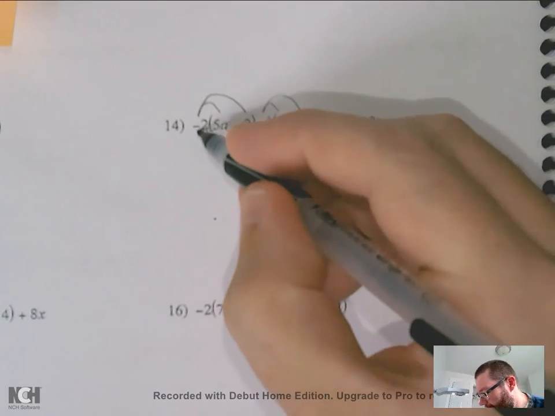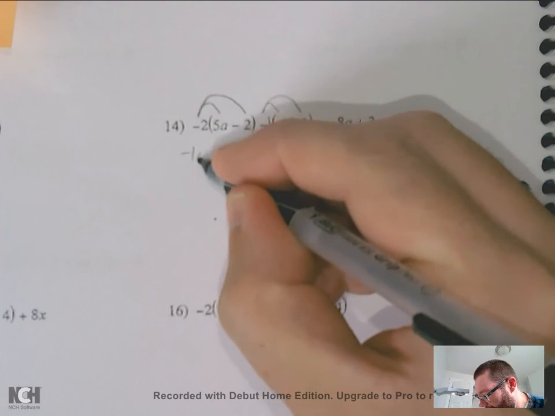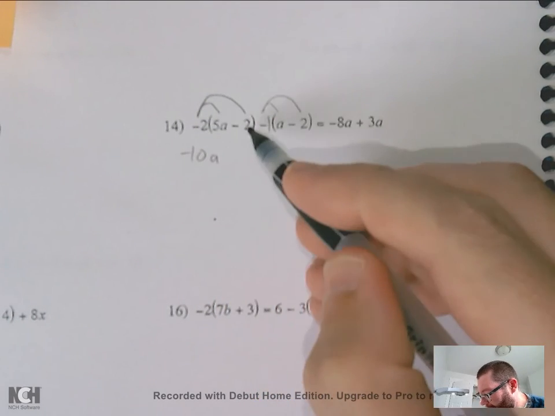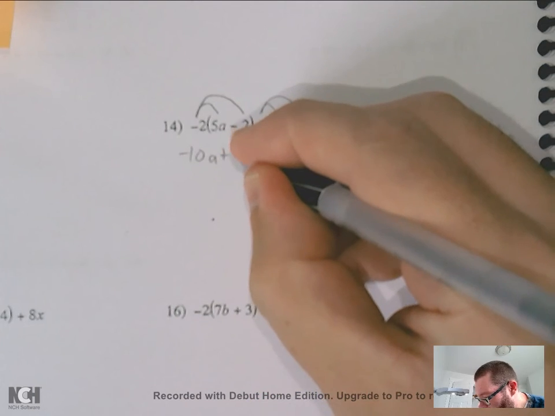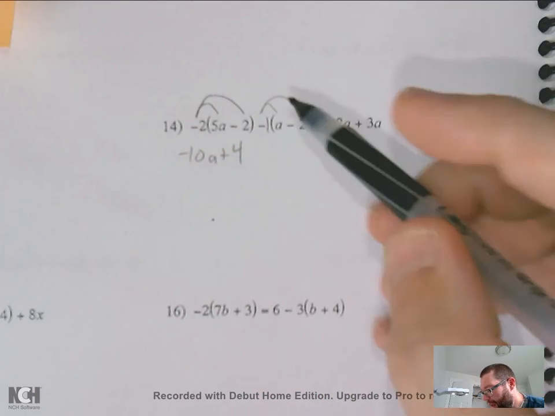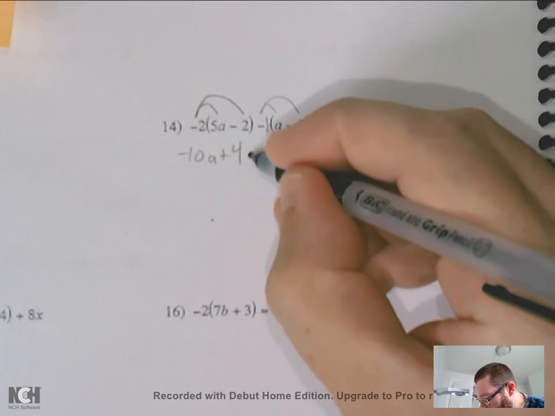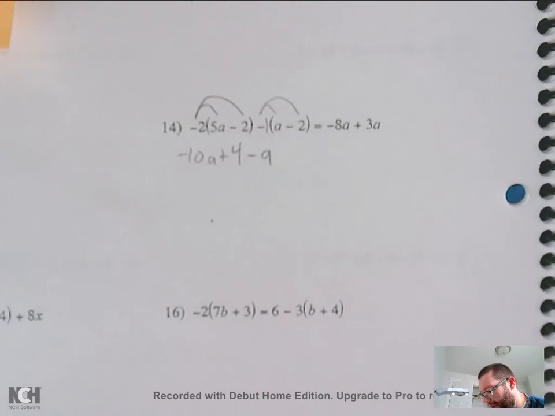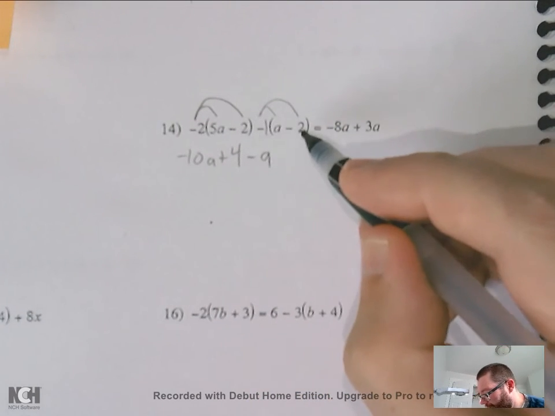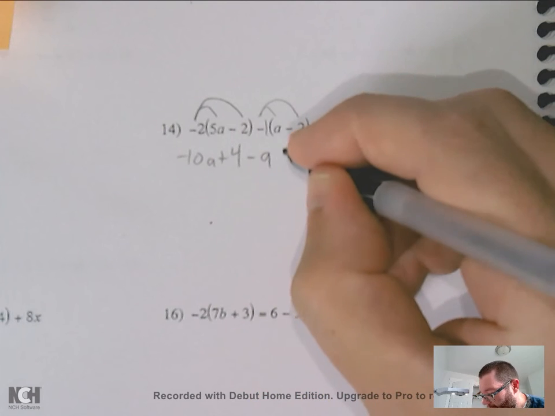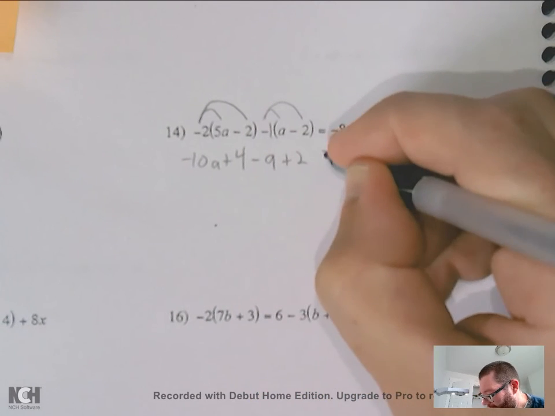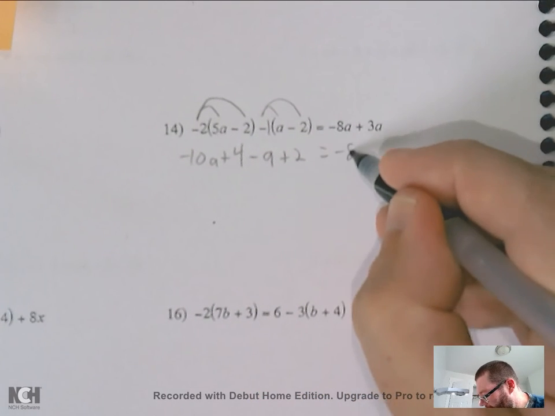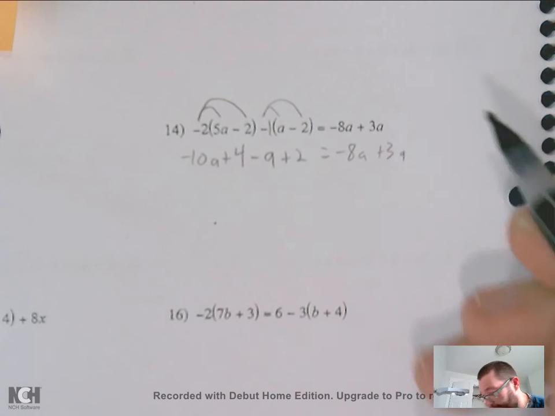And so we would get negative 2 times 5 is negative 10a. Negative 2 times negative 2 is positive 4. And then we would get negative a. So negative a or minus a. And then negative times negative 2 would be positive 2. So plus 2. And that equals negative 8a plus 3a still.